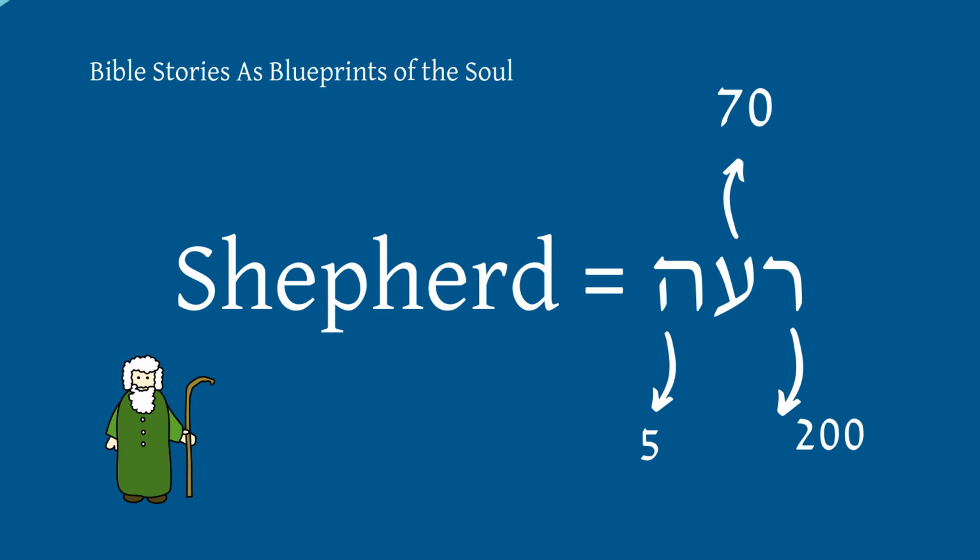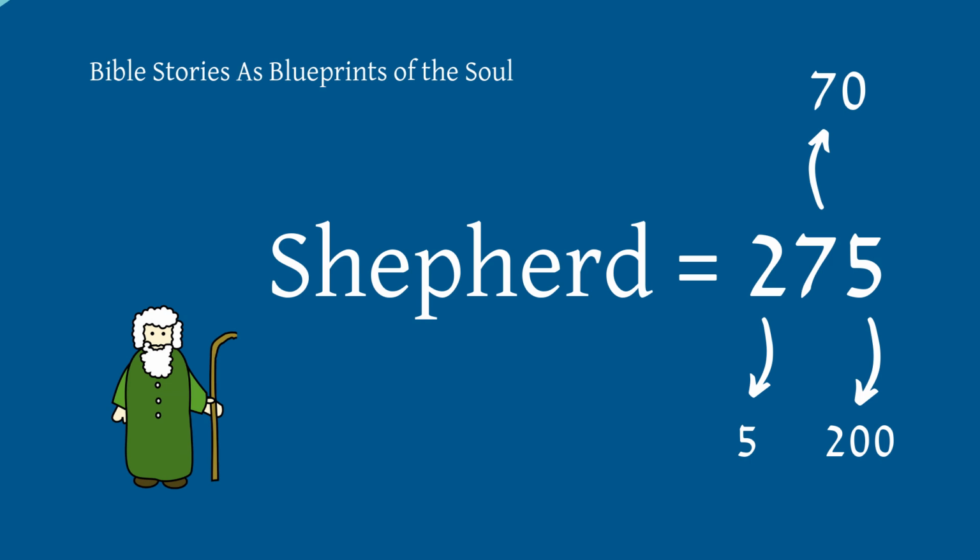Let's look into the Hebrew words and their secrets. Shepherd in Hebrew is ro'eh. Ro'eh is written in 3 letters: Resh, Ayin, He. Resh is 200, Ayin is 70, and He is 5. So the volume of Ro'eh, shepherd, is 275.